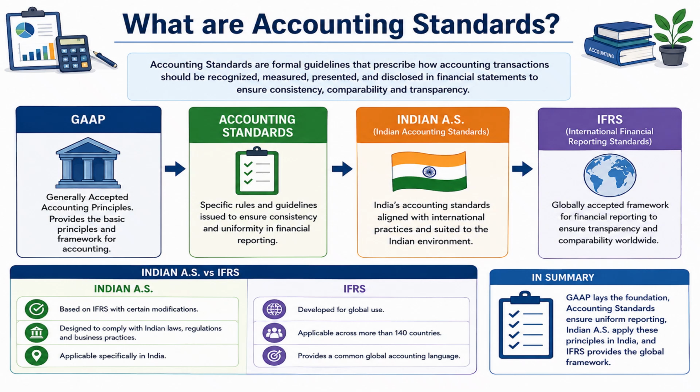The key objectives of Indian AS are: improving the quality of financial reporting, increasing transparency, enhancing comparability of financial statements, attracting foreign investment, aligning Indian accounting practices with global standards. Some important features of Indian AS are: principle-based approach, fair value measurement for many assets and liabilities, enhanced disclosure requirements, greater transparency, convergence with IFRS. Today, many listed and large companies in India are required to prepare their financial statements according to Indian AS.